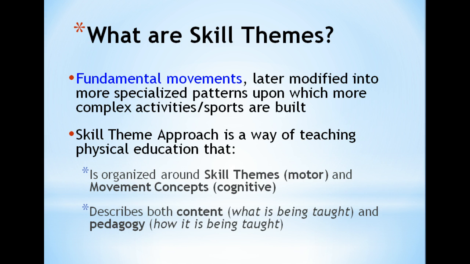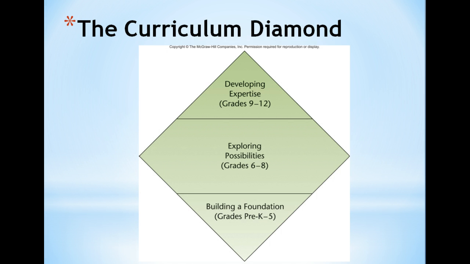So we want to make sure, again, that the how it's being taught is for students to be able to explore at their own levels. This is the curriculum diamond that was explained before. Again, during grades pre-K through 5, you're building a foundation of skill themes and/or fundamental movement patterns for students to be able to use later on in grades 6 through 8, maybe more like grades 4 through 8, but they're exploring possibilities still then, but they're also using those skills in more organized and specific ways.